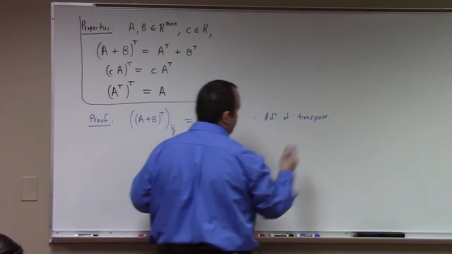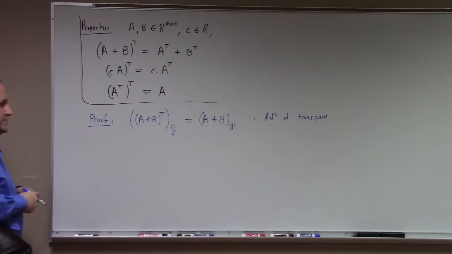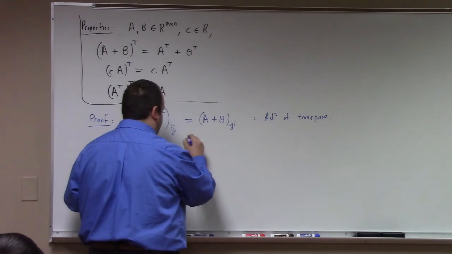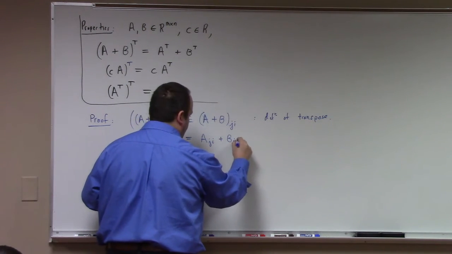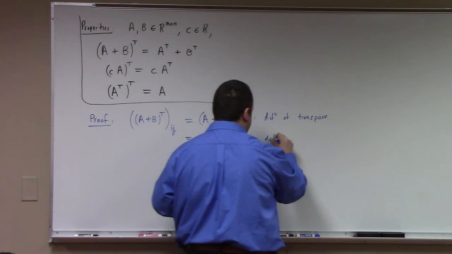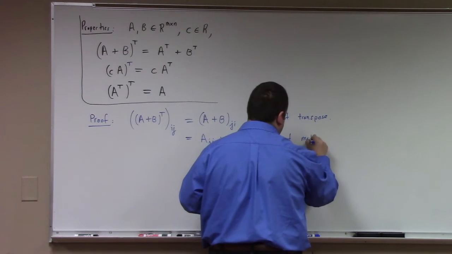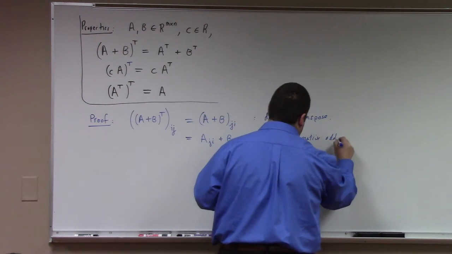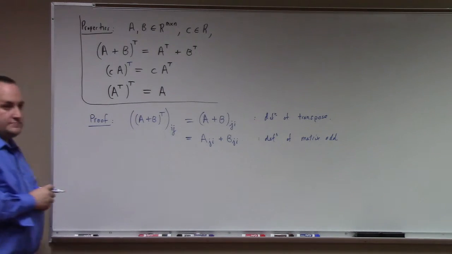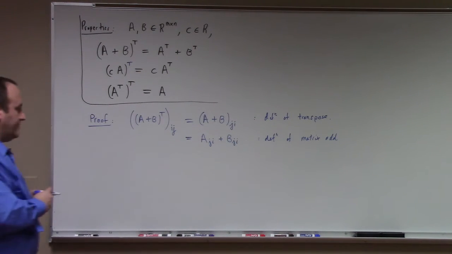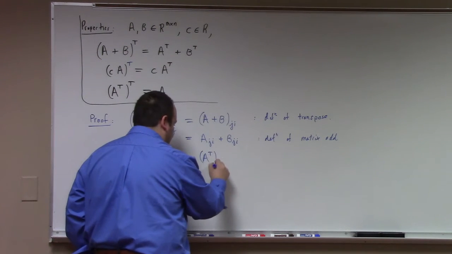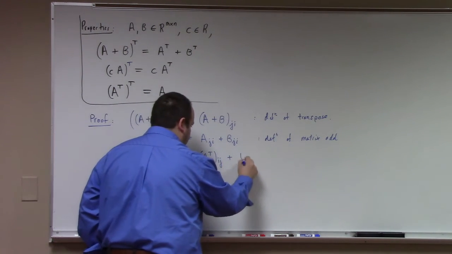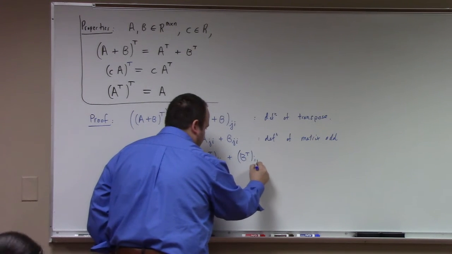Okay? What's my next move? Well, we defined the addition of matrices last time, right? And so (A plus B) ji is Aji plus Bji, right? That's the definition of matrix addition. And so then, that is nothing more than (A transpose) ij plus (B transpose) ij.